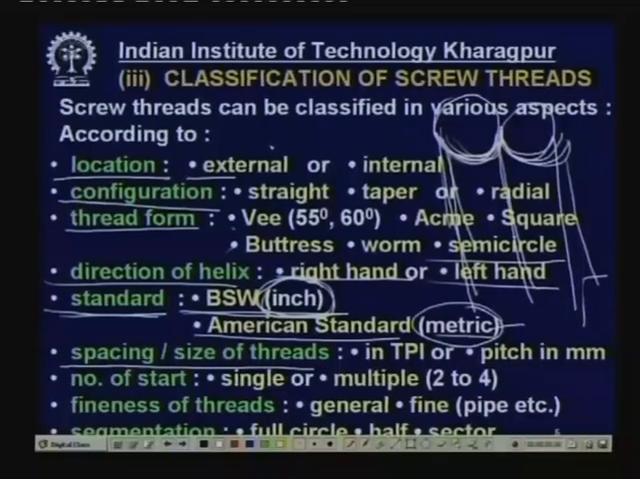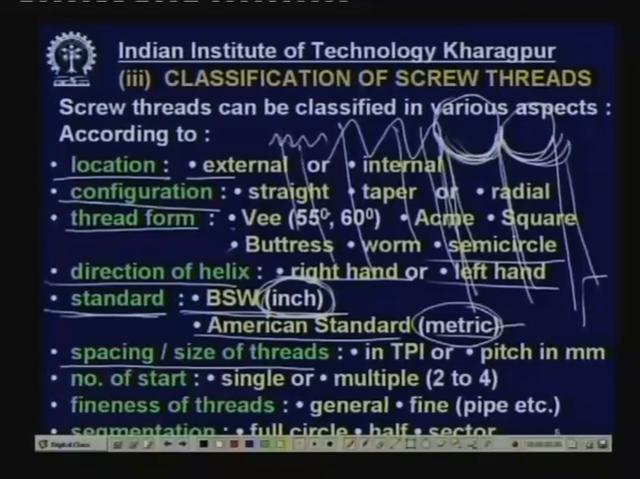Now, threads can be very small or large, on the same diameter or on different diameters. The spacing can be expressed as the number of threads per inch, that is TPI. If TPI is large, that means threads are very small. Or directly by pitch, that is the gap or the distance between two consecutive threads, pitch in millimeters.